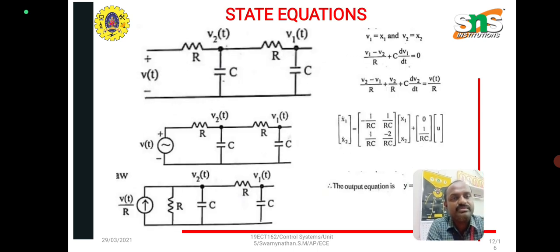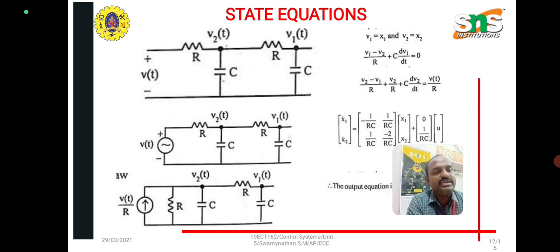Now the state equations, with v(t) and R, C. Using these state variables, state variable means voltage and current. You can apply Kirchhoff's voltage law and Kirchhoff's current law for any equations. So for the state equations, v1 equals x1 and v2 equals x2. Then using the voltage divider law, (v1 minus v2) divided by R plus C dv1/dt equals 0. Substitute the same thing for the second loop: (v2 minus v1) is a common term because of the input and output voltages v2 and v1, plus v2 by R, that is the second voltage, and C dv2/dt equals v(t) divided by R.